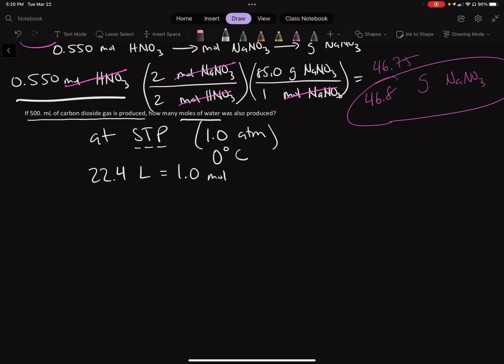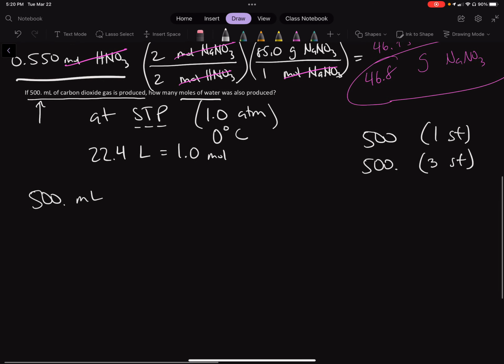So 500, and the little dot, by the way, is saying that all of those zeros are actually significant. So if you just have 500, that's 1 sig fig. But if you say 500 with a little dot, that's saying all of those zeros are significant. So now it's 3 sig figs. So our answer, we're going to want 3 sig figs when we're done.